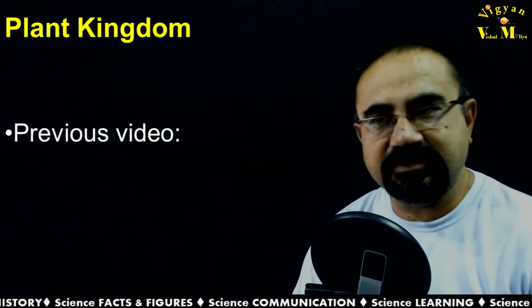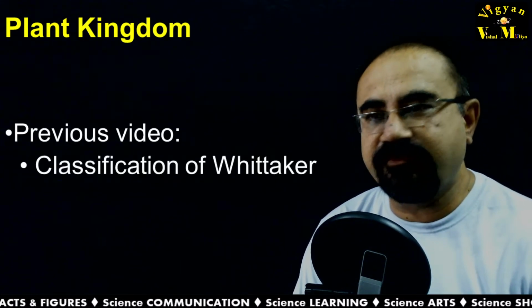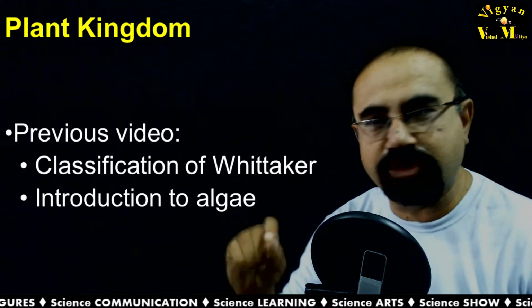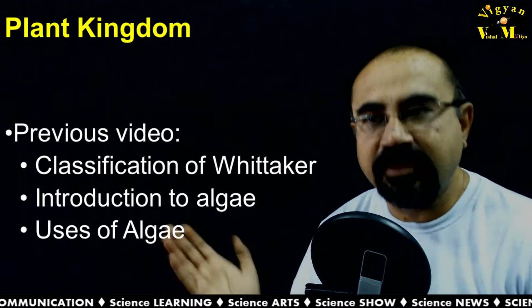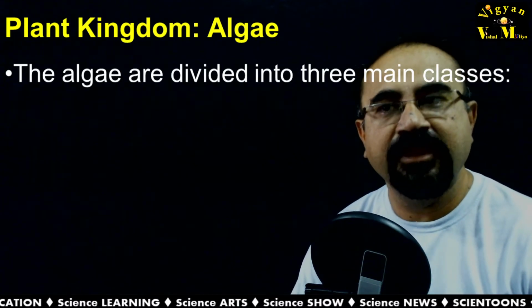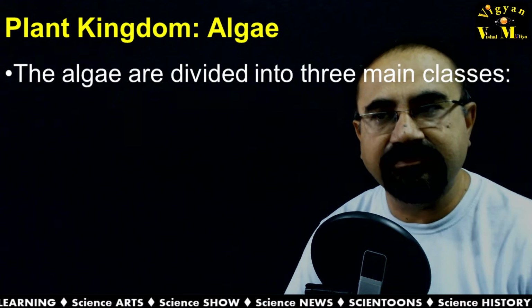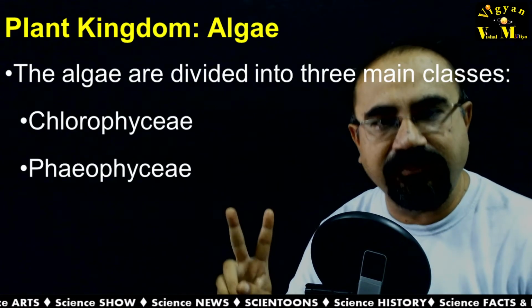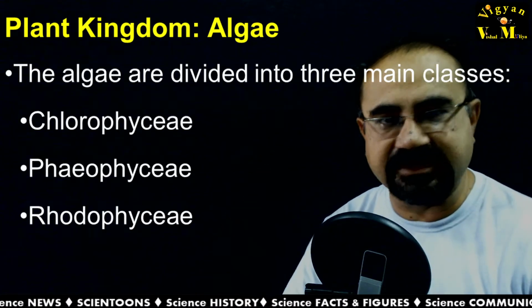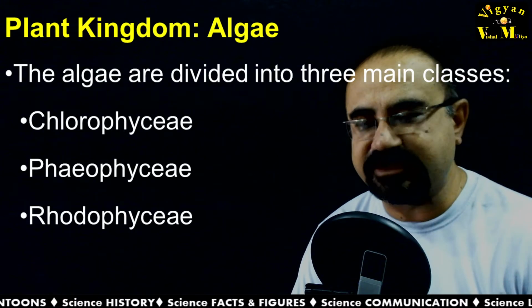In the previous videos we have already discussed the classification of Whittaker, introduction to algae and uses of algae. Now we are moving toward the three main classes of algae, and that is Chlorophyceae, Phaeophyceae, Rhodophyceae. We will go through each one in detail according to our textbook.